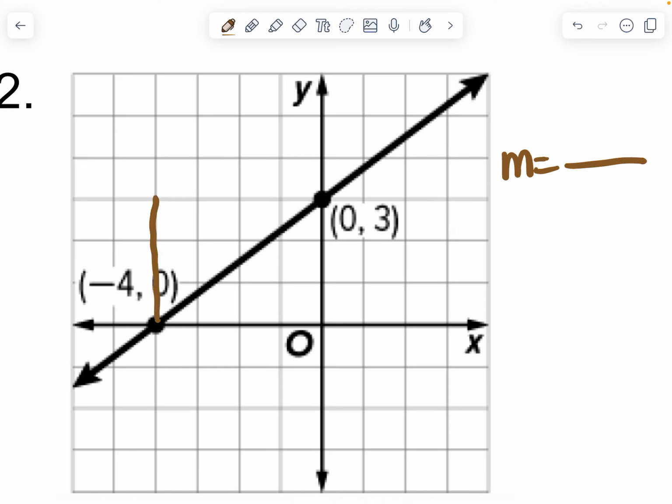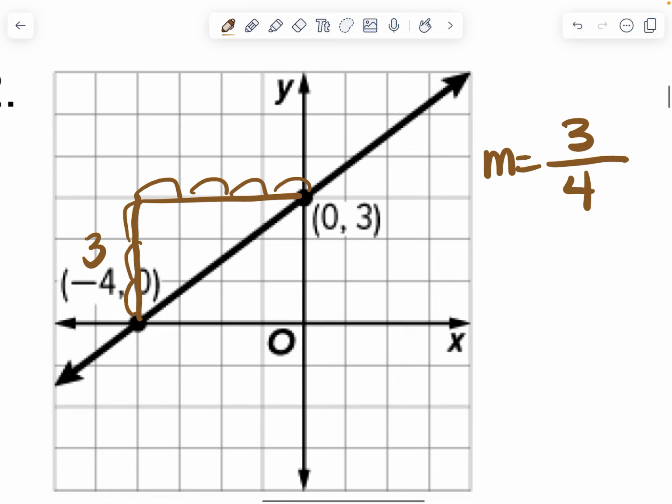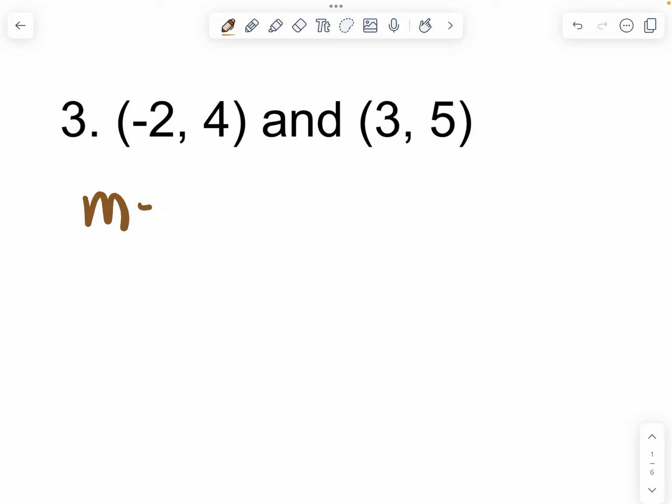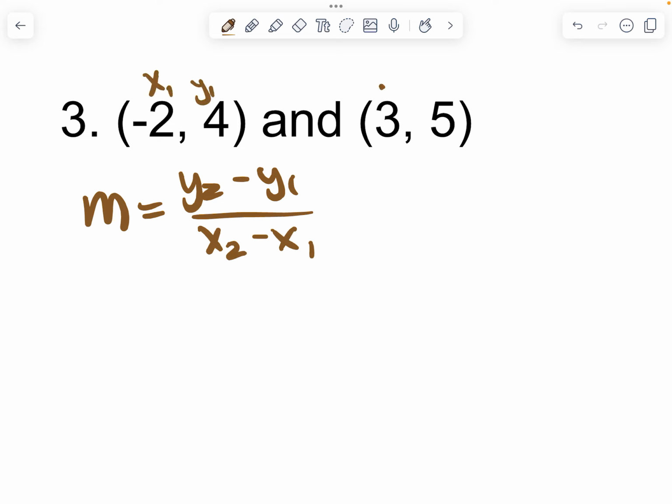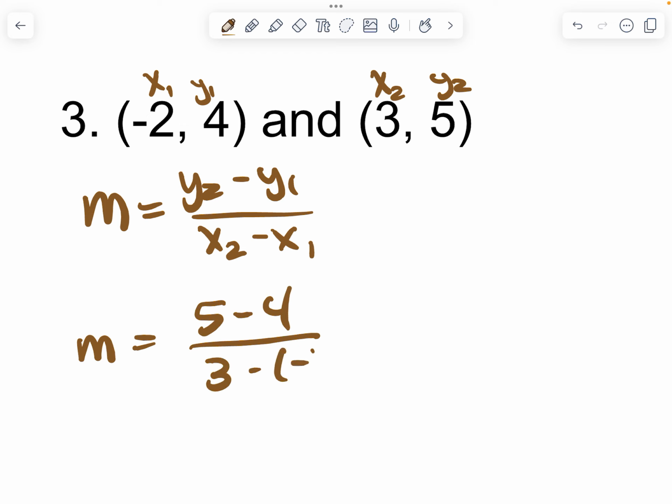This one, the slope is positive. How far up did I go? How far over did I go? I went up 1, 2, 3. I went over 1, 2, 3, 4. So 3/4. Here, my slope is y2 minus y1 over x2 minus x1. I really just did that. x2, y2. So 5 minus 4, 3 minus negative 2, it's going to be 1 over 5.